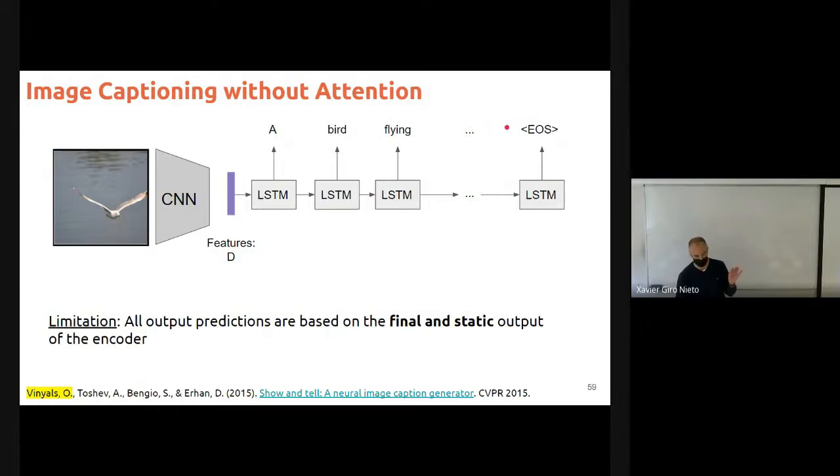Not sure if you have ever seen this before, maybe not. But it's one of the papers that was very, very popular, because it was one of the first works that successfully generated captions from images. It was one of the first works that combined images and language in the same architecture.